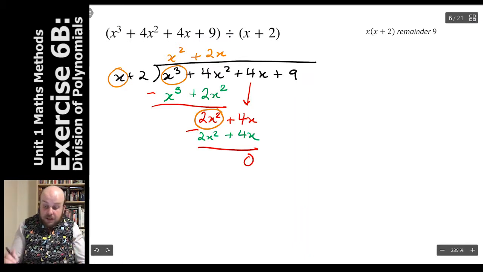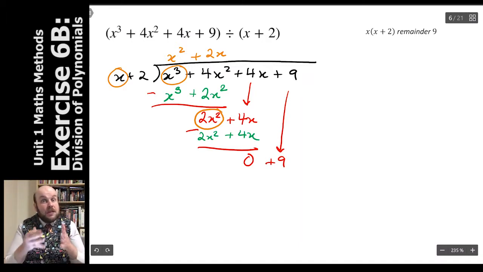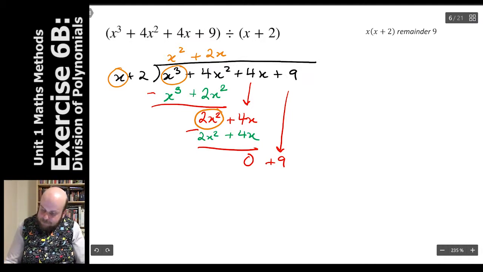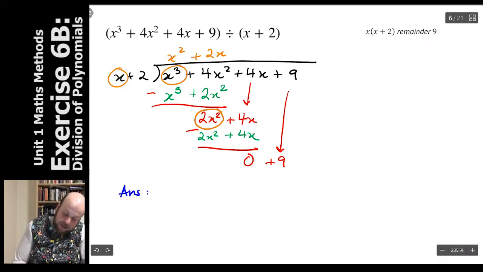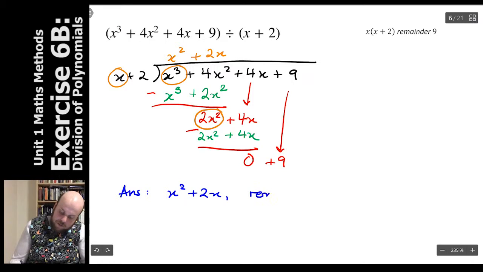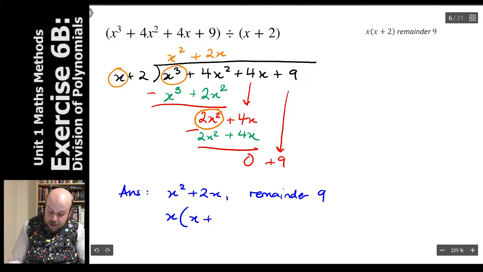Oh, now that's interesting. I've got this 0, but what about this 9 at the end? Do I need to divide? Well, no, there's no more x's. So this lovely friend down here, 0 plus 9, which is equal to 9, that's the remainder. So my answer is x squared plus 2x, remainder 9. Or if you want to factorize it, we do like our gold standard answers.